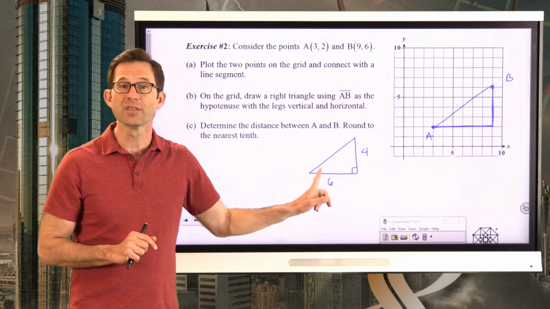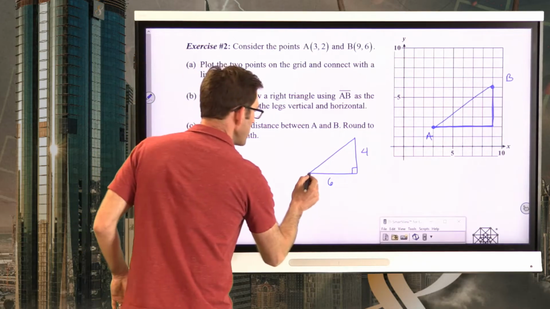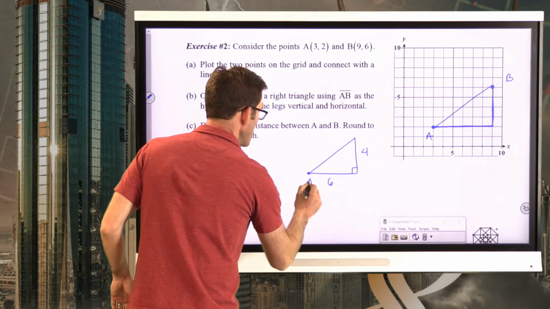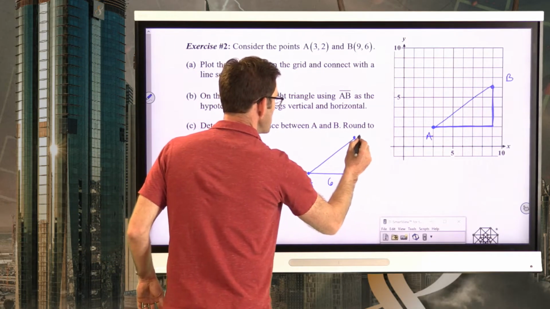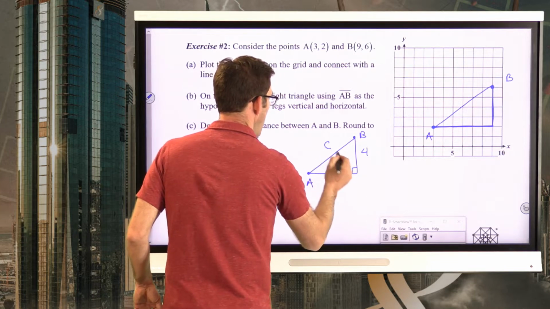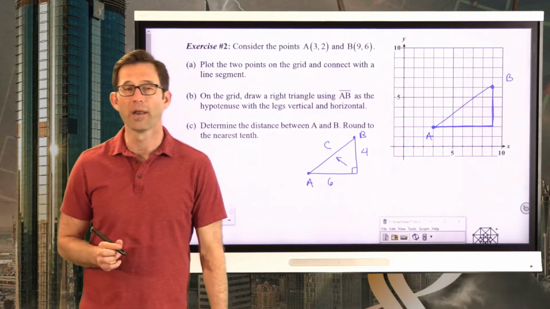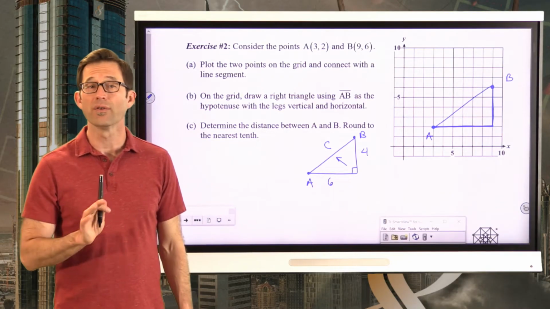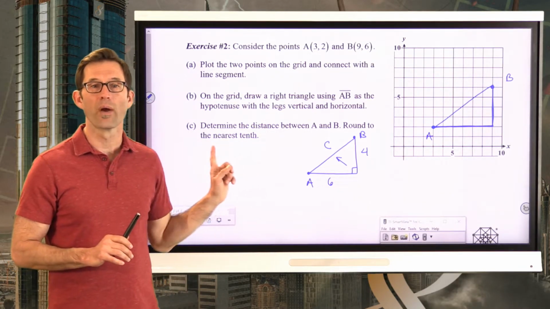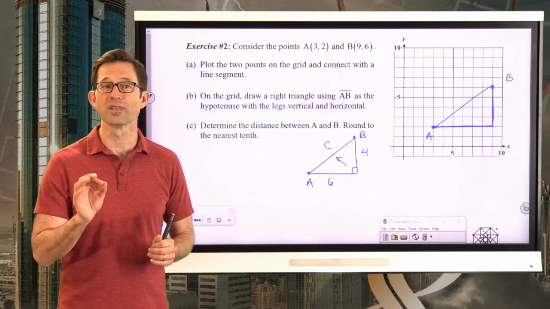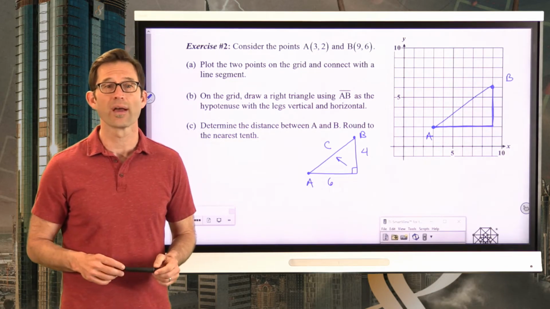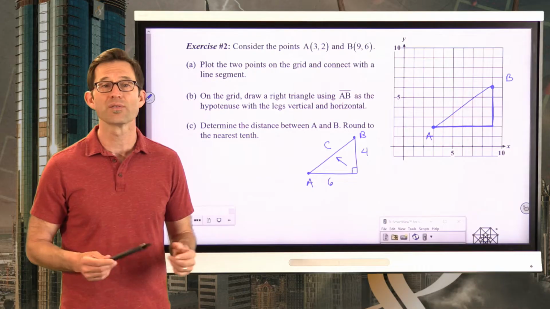Now, to find the distance between the 2 points, and really A is kind of sitting down here, and B is sitting up here, I am just going to use the Pythagorean theorem and solve for my hypotenuse. Why don't you pause the video and do that now? Keep in mind you're going to be rounding your answer to the nearest tenth because the actual hypotenuse will be an irrational number in this case. Pause the video now.